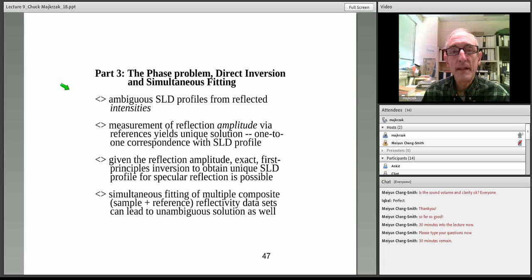Now, to be able to do this, to be able to unambiguously obtain a scattering length density profile from a given reflectivity, from a given sample, given model, scattering length density profile, we need to have the phase information, as we'll see. And we'll see how to deal with this.